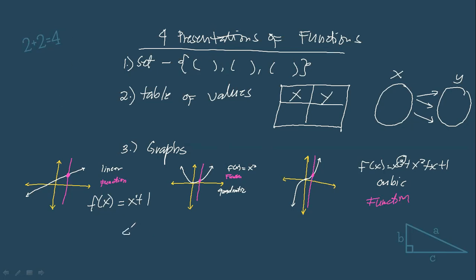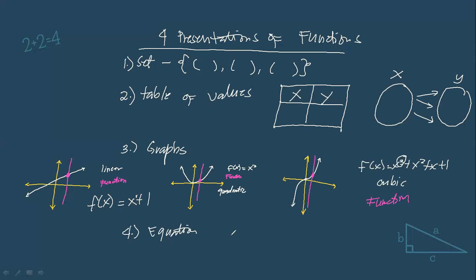So our fourth presentation is in terms of an equation. Like I said, if you see f of x is equal to x plus 1, we know it is linear. And when it is linear, it always meets at only one point. So that is also a function.